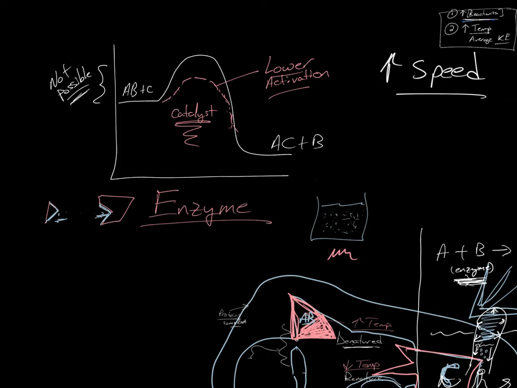So enzymes bring reactants together. In this case, AB is brought together with C, and then A, C, and B get produced. But notice that the enzyme is not involved in the reaction. The enzyme's just bringing the two reactants together in these billions of little atoms or molecules. The enzyme is a biological catalyst. It brings these molecules together.